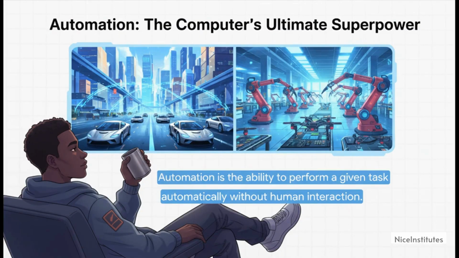And all of that leads to what is maybe its biggest superpower of all: automation. See, once you give a computer a list of instructions, a program, it can just run with it. It can do it over and over again perfectly without you having to lift a finger. That's the magic behind everything, from self-driving cars to modern factories.